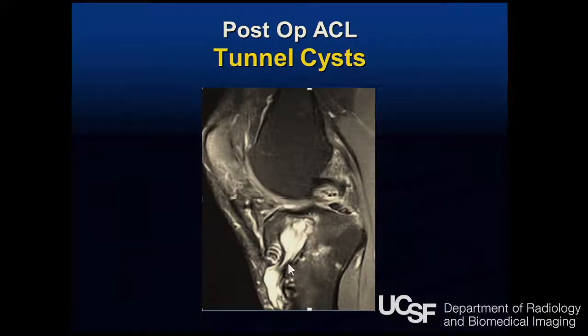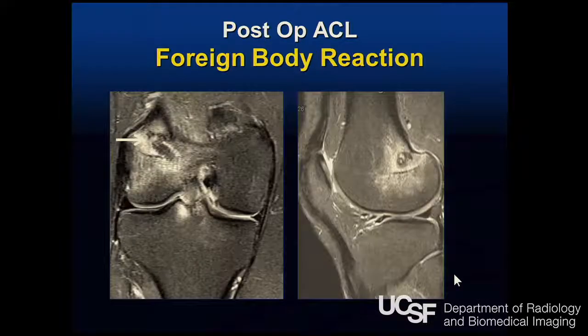Other findings that we may see are these peritunnel cysts. These will widen the tunnels and can result in laxity of the graft and may lead on occasion to extension of these into the soft tissues anteriorly. So just be aware and describe these when present.